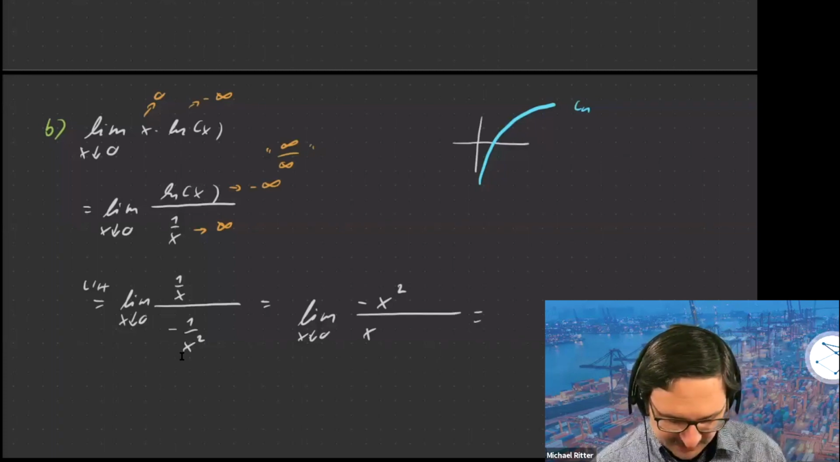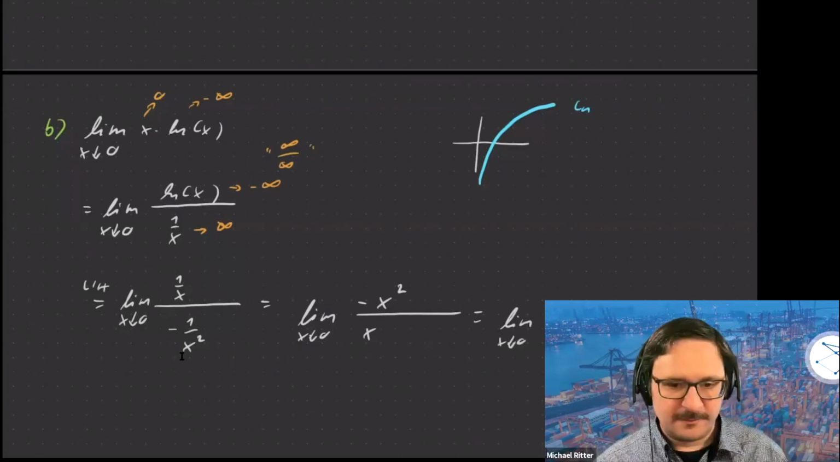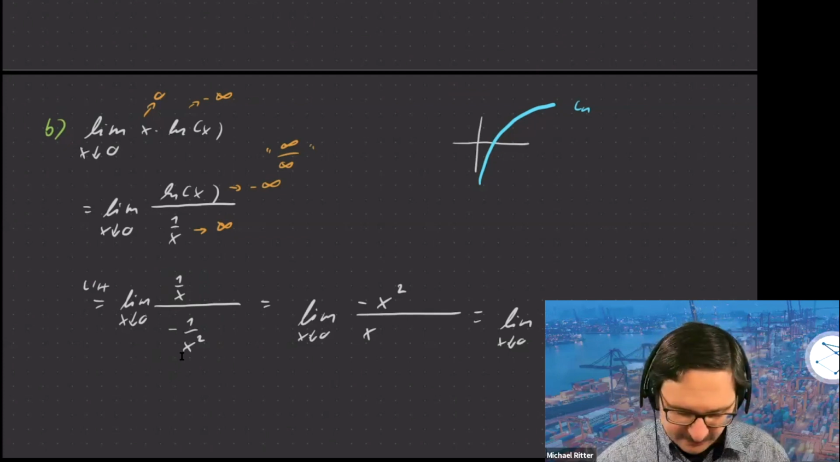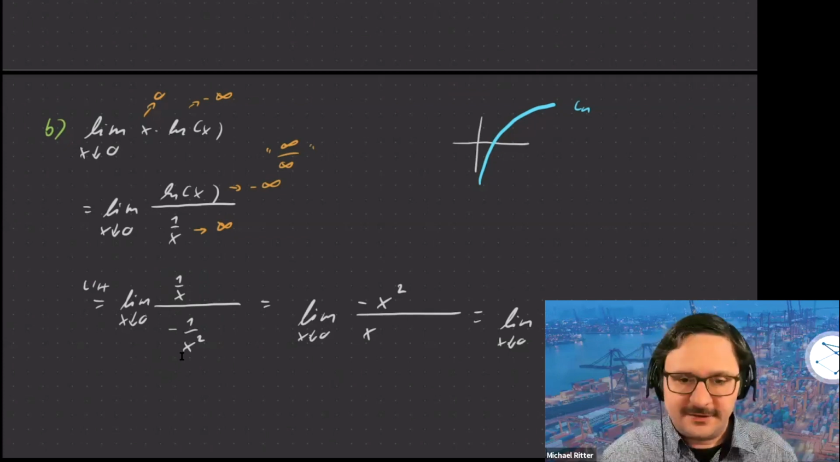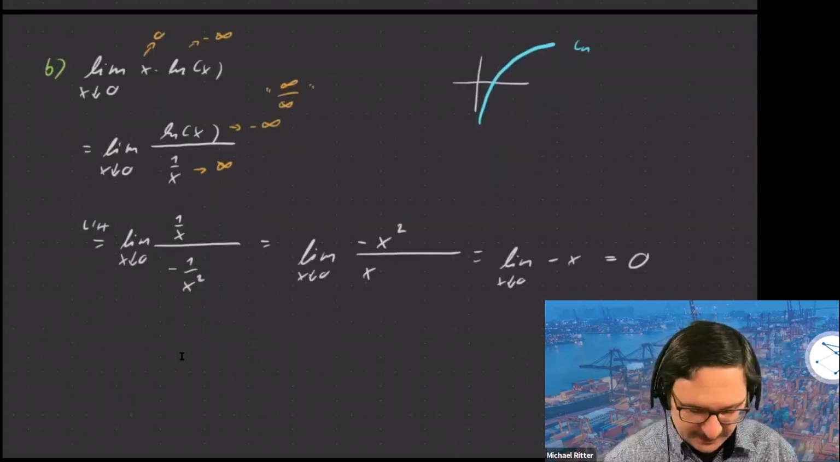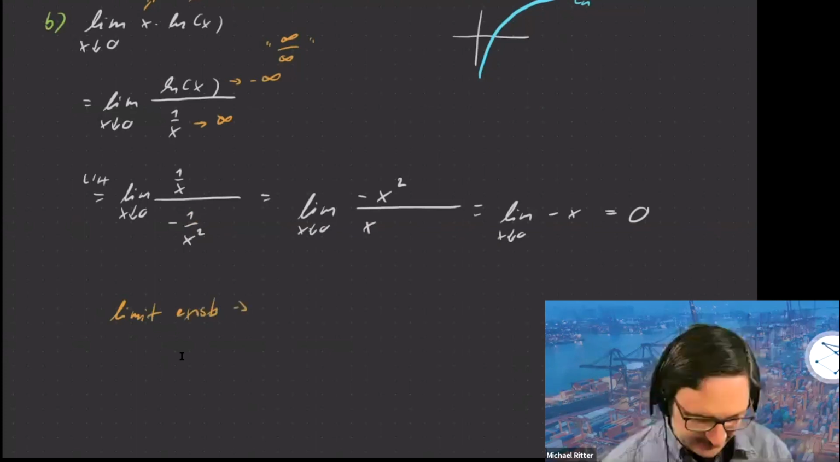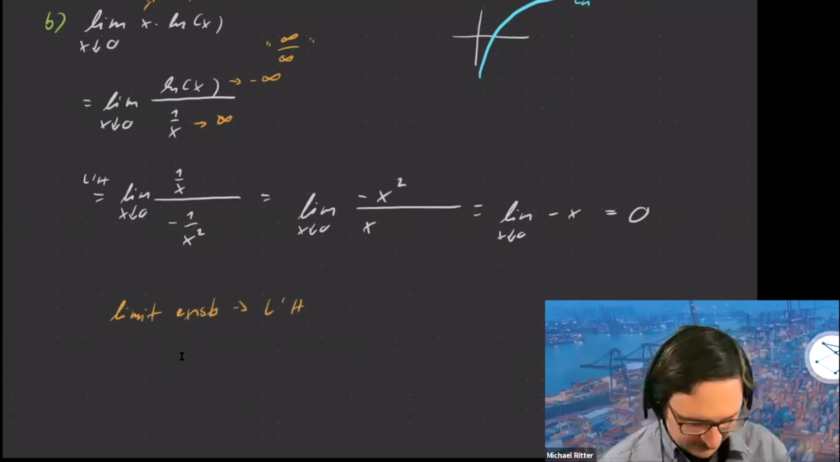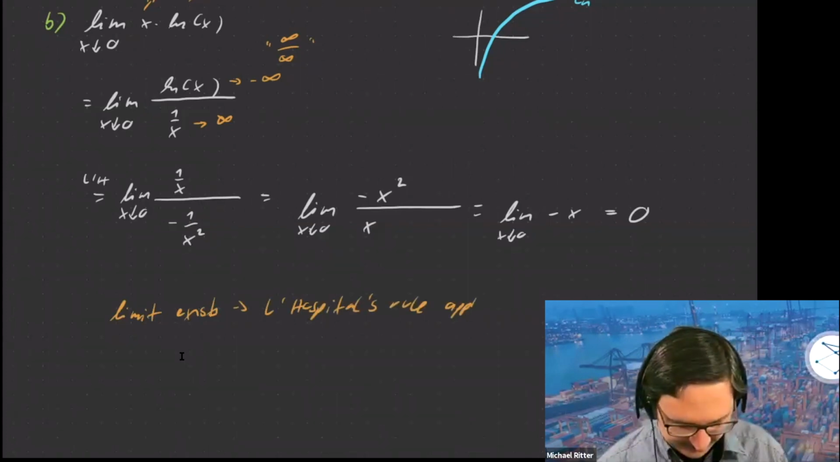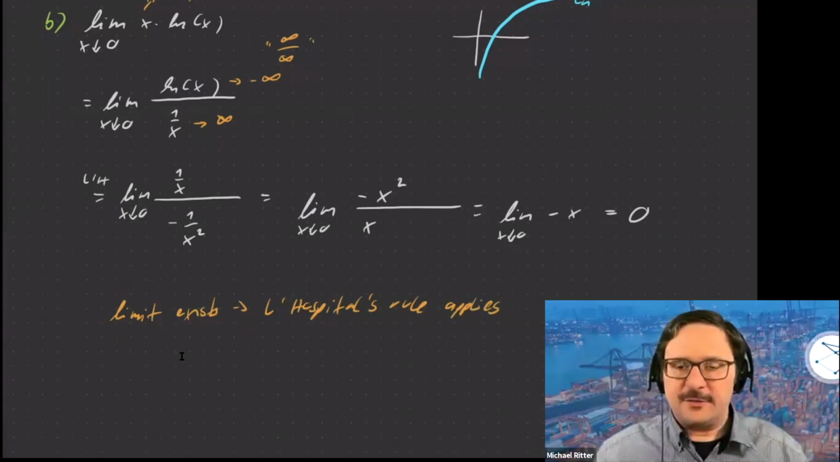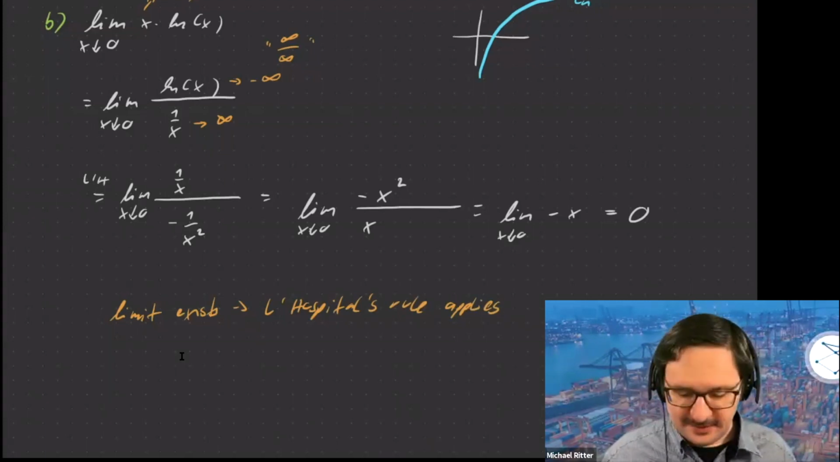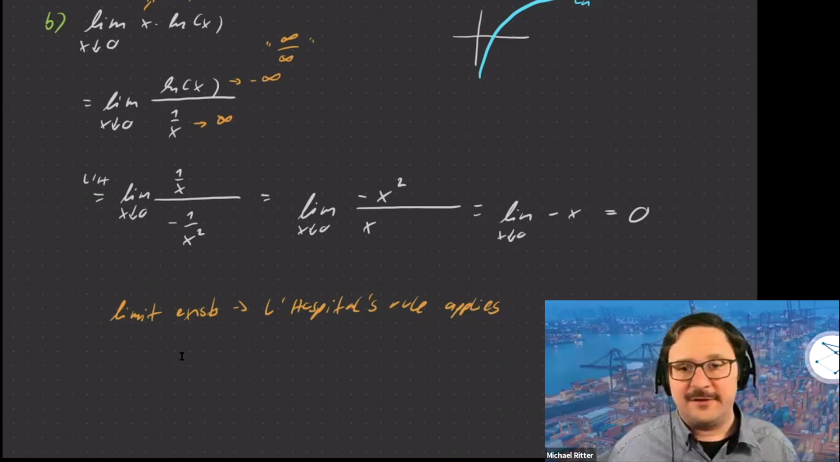Well, and that means what we actually have here is the limit as x tends to 0 of minus x. And of course, that is just 0, so that limit does exist. Let's make a quick note about that. Limit exists. So L'Hopital's rule applies. And that means that computation was actually correct, and we were able to compute that limit as having a value of 0.